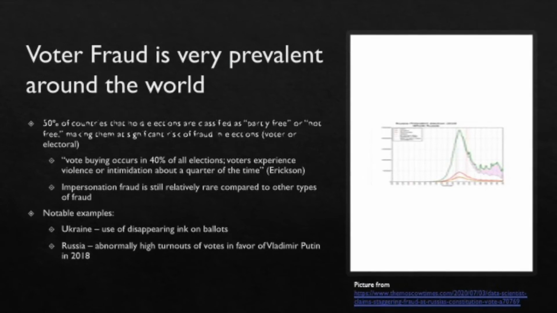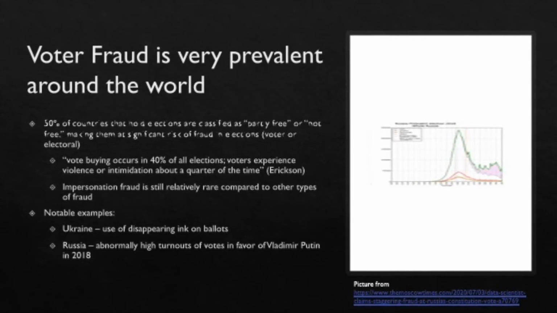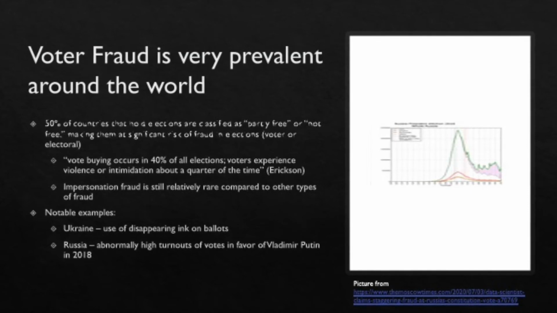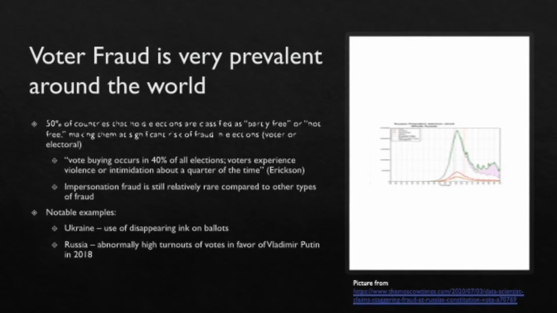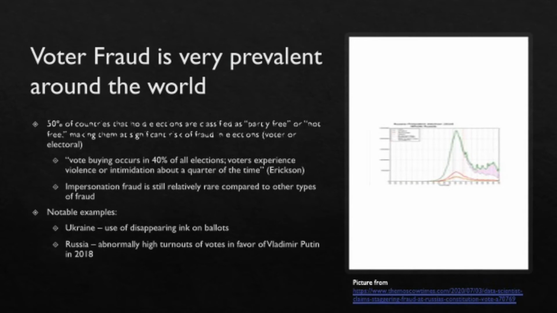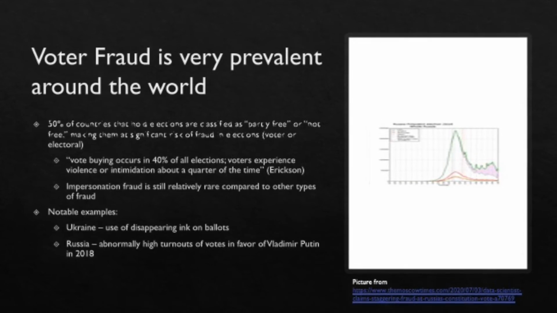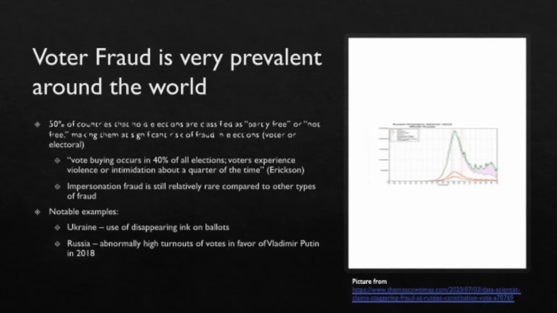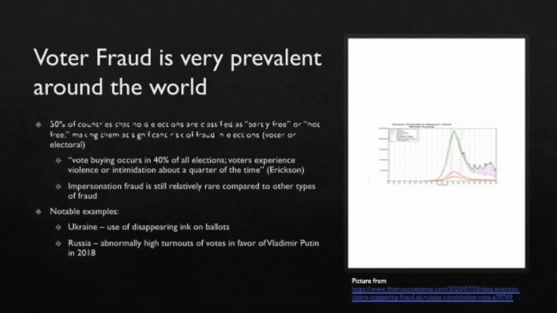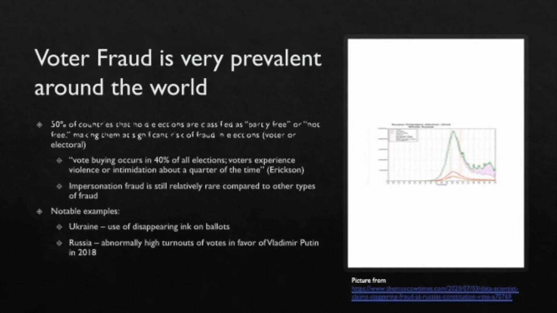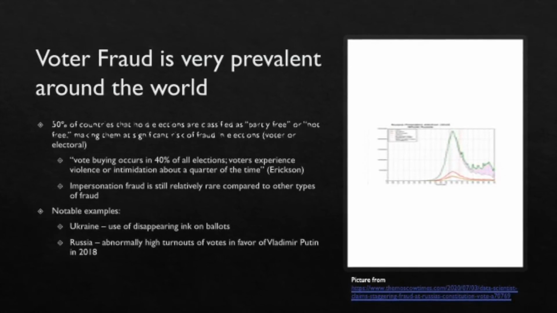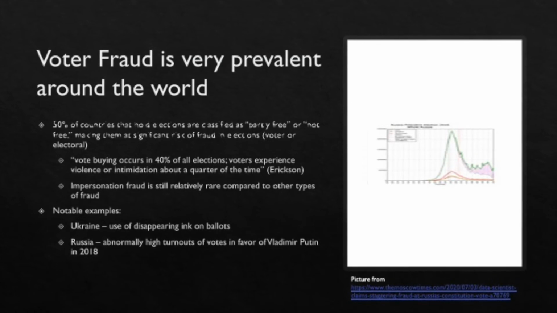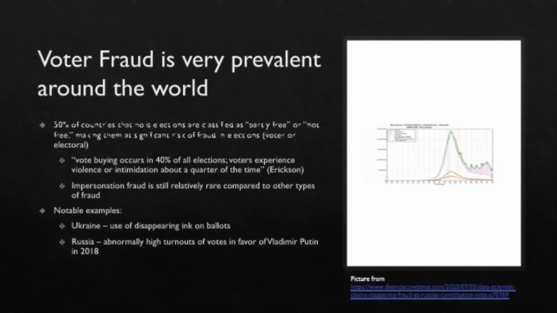So some notable examples of voter fraud around the world would be an example in the Ukraine where people were giving disappearing ink to certain voters so that their ballots would look unmarked after submission and be thrown out. And then in Russian elections, in 2018, they showed nearly 100% turnout in some districts that supported Vladimir Putin at extremely high rates. So you can see that in a graph on the right.